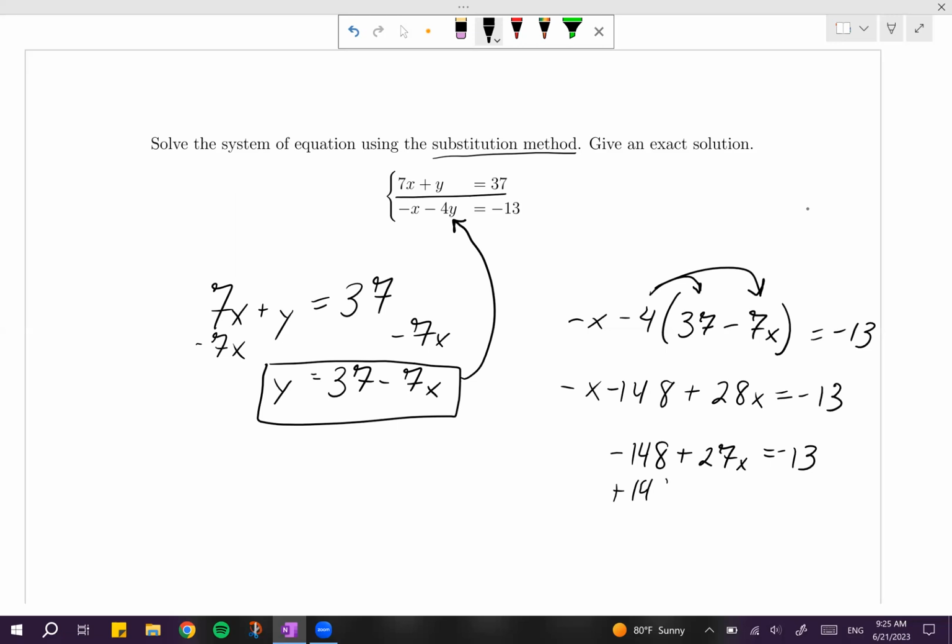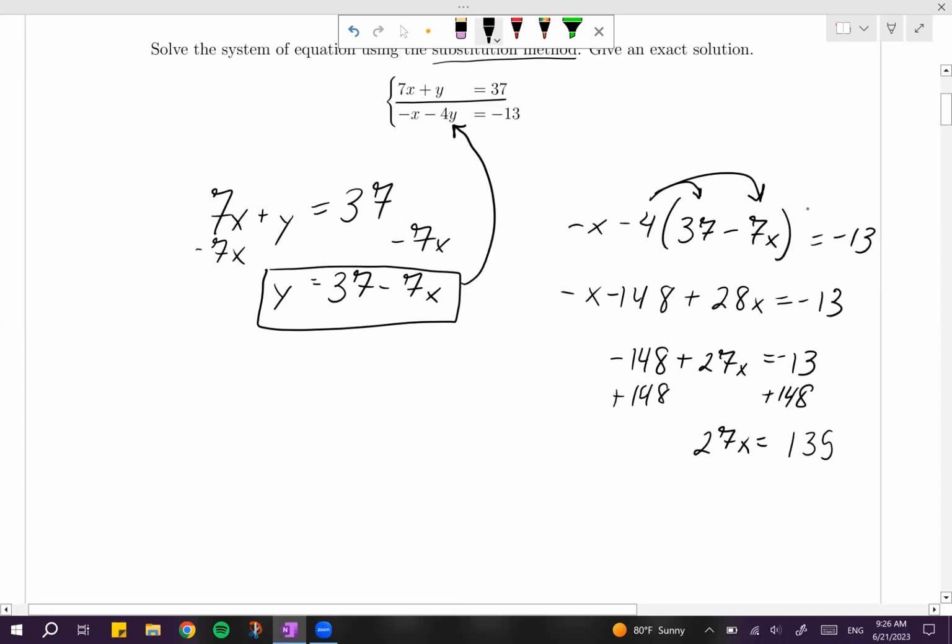I'm going to add 148 to both sides. And I'm going to get 27x equals 135. And then I'm going to divide by 27 on both sides. And I'm going to get x is equal to 5.